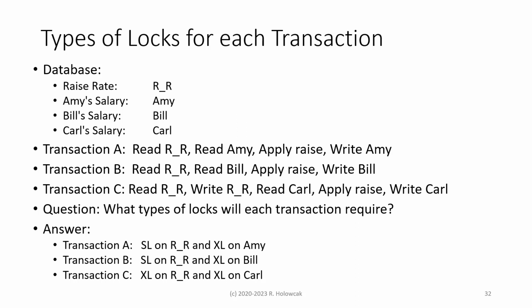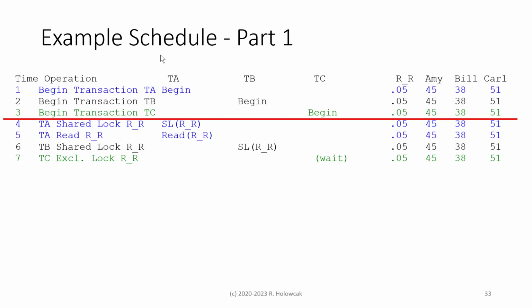Let's see how we can schedule these three transactions. As I mentioned before, the initial values in the database are 5% for the raise rate, $45,000 for Amy, $38,000 for Bill, and $51,000 for Carl. As the three transactions begin, we note them here: transaction A beginning, B beginning, and C beginning.